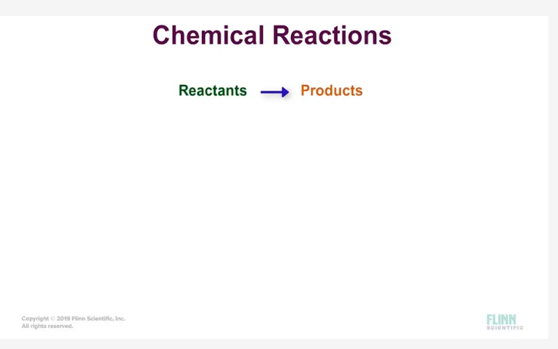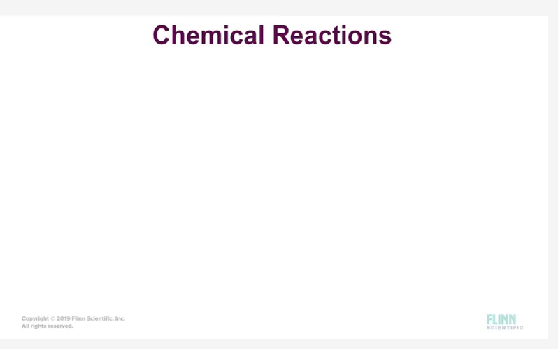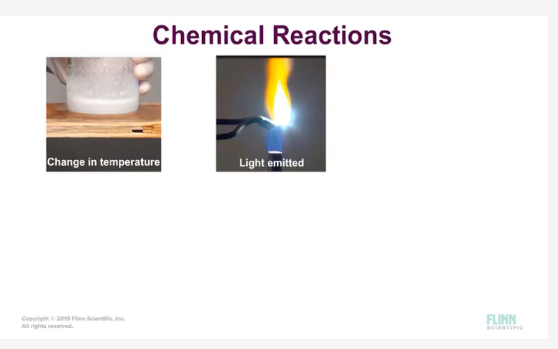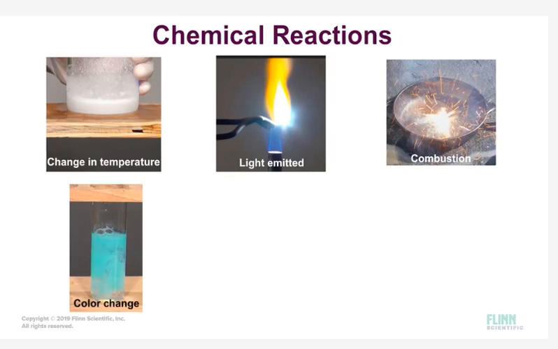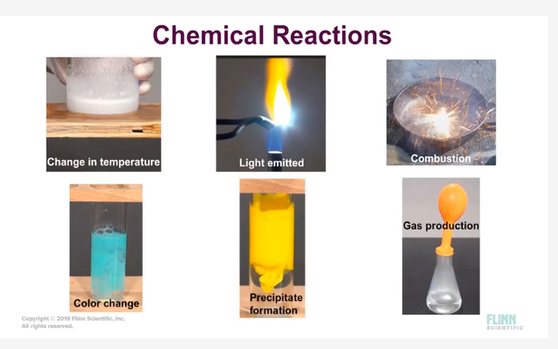Chemical reactions are all around us. Reactants are constantly being rearranged into new products. For many chemical reactions, clues to indicate that a reaction occurred can be observed. Such clues include production or absorption of heat, absorption or emission of light, production of a sound, a change of color, formation of a precipitate, or release of a gas.